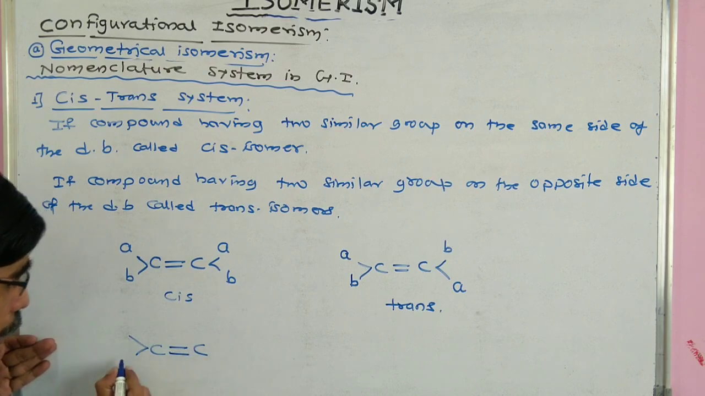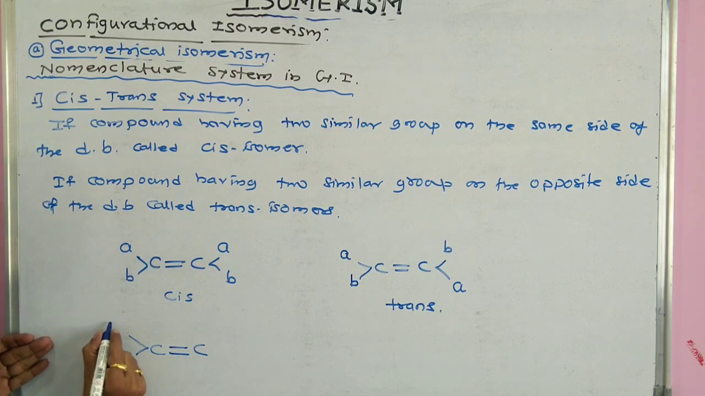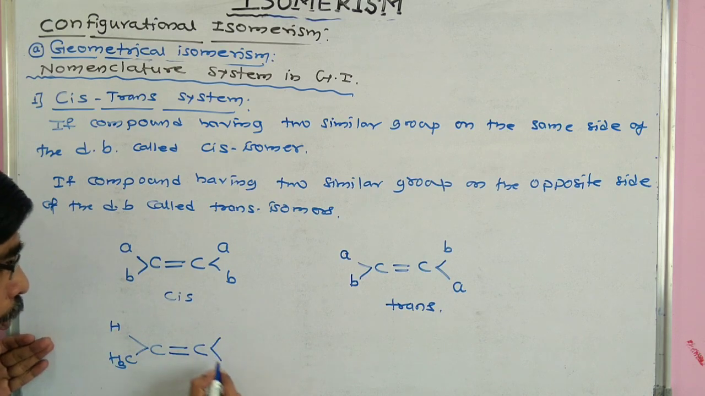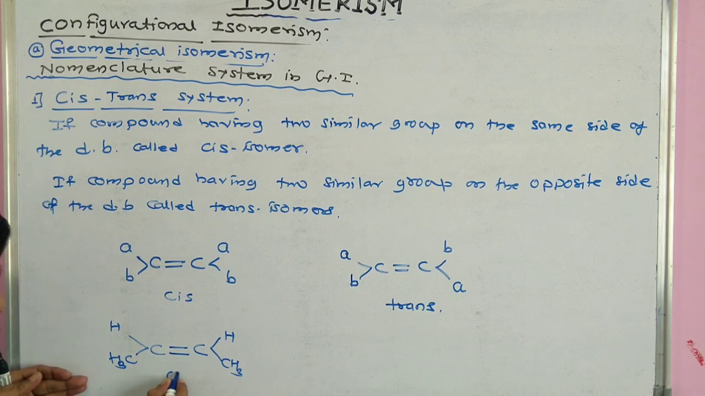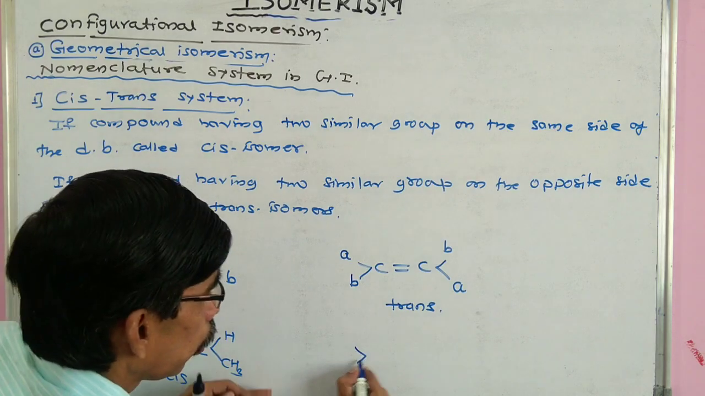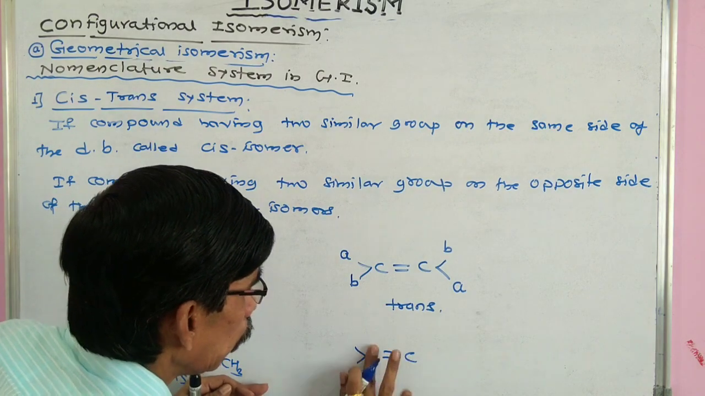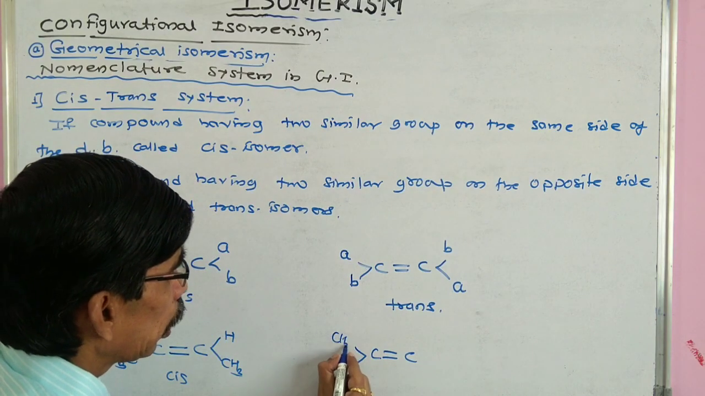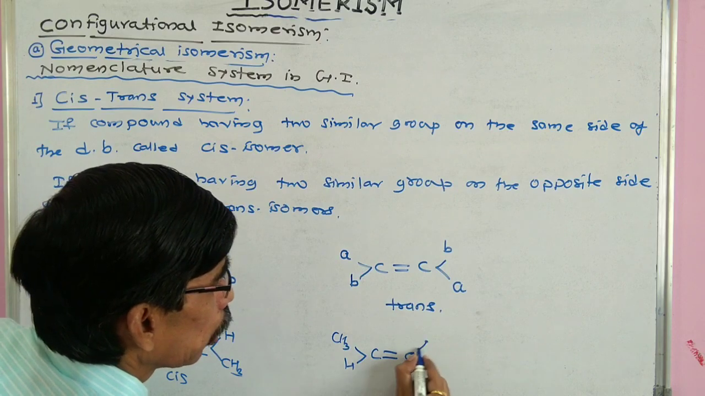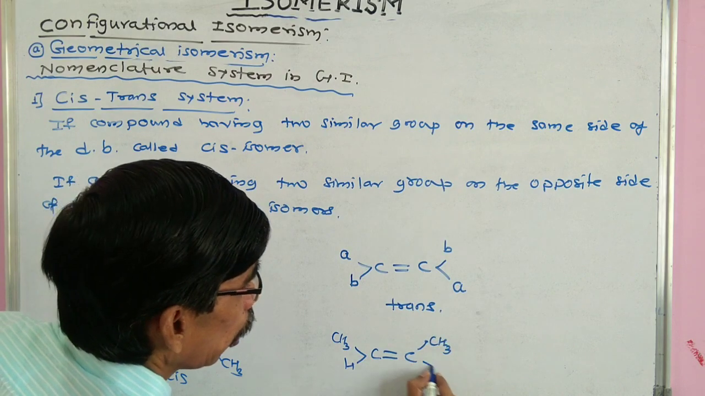For example, C double bond C. Now this CH3 and H, CH3 and H, this is a cis compound. C double bond C. Now this CH3 and H, CH3 and this H.